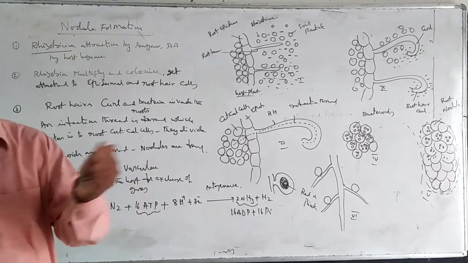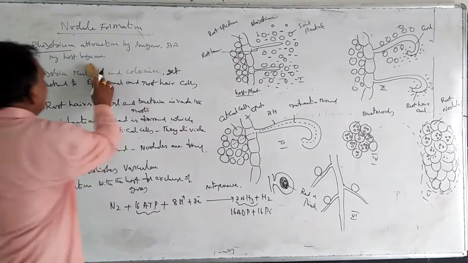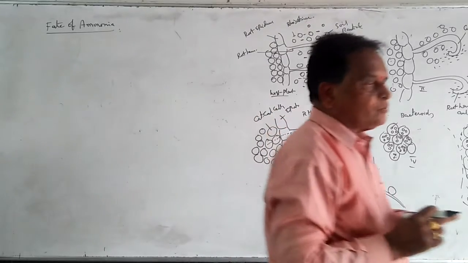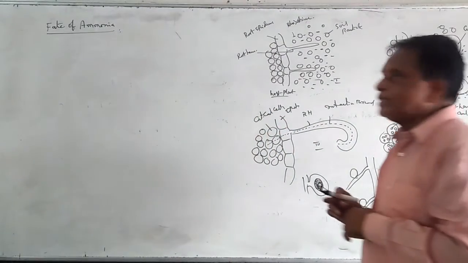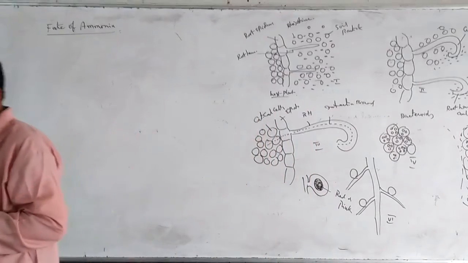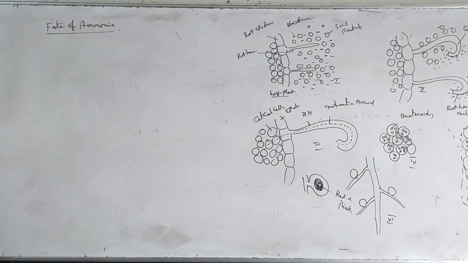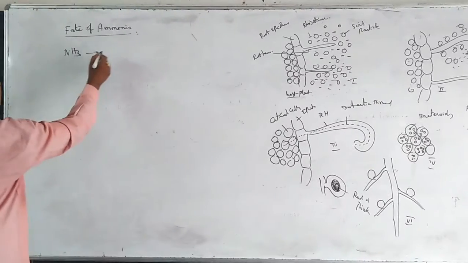What happens to the ammonia next? As a result of nitrogen fixation, finally we can see the formation of ammonia. Then what is the fate of this ammonia? In plants, ammonia has formed. The form of ammonia is represented as the ammonia radical.